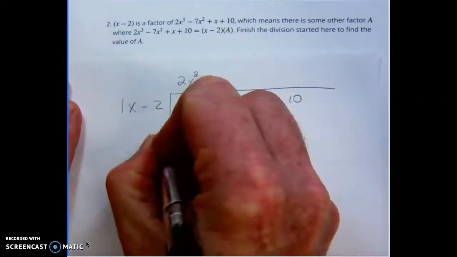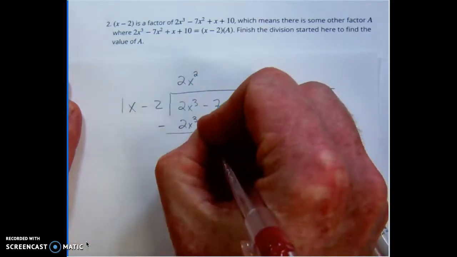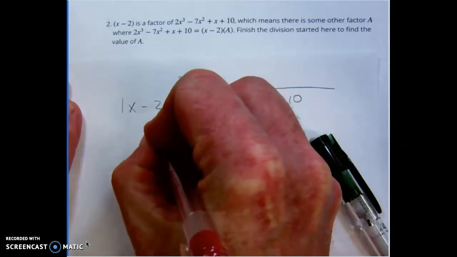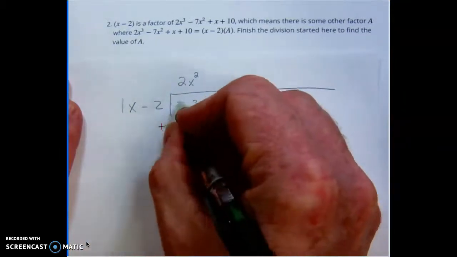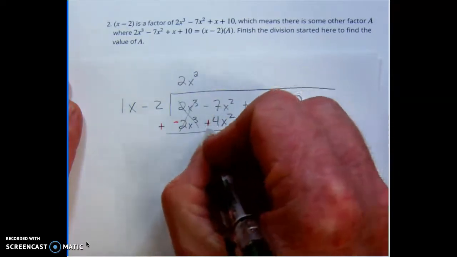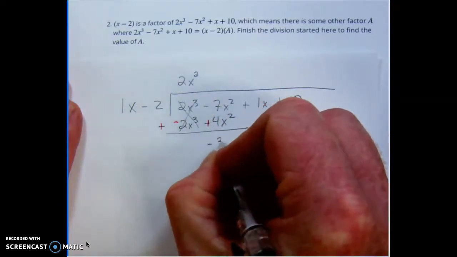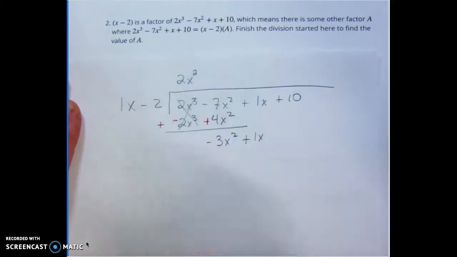Now I'm ready to subtract, which really means change the signs and add it up. So I just flipped both of those signs. So 2x cubes add up to 0. Negative 7x squared plus 4x squared is negative 3x squared, and bring down plus 1x.